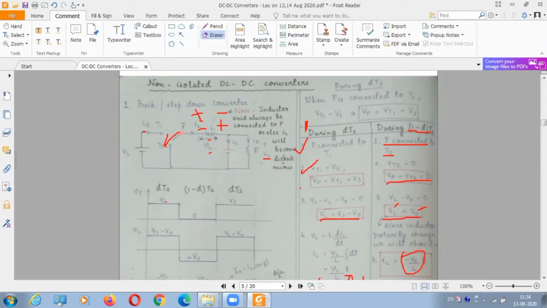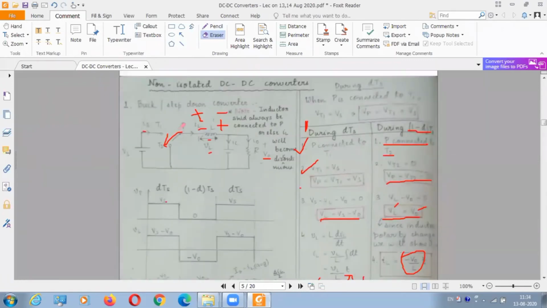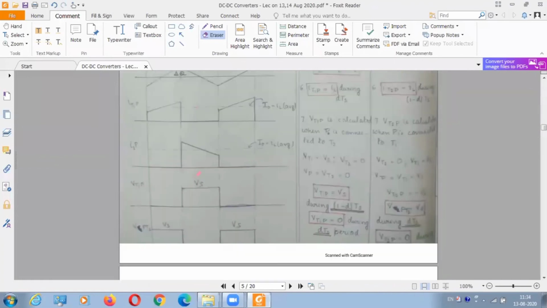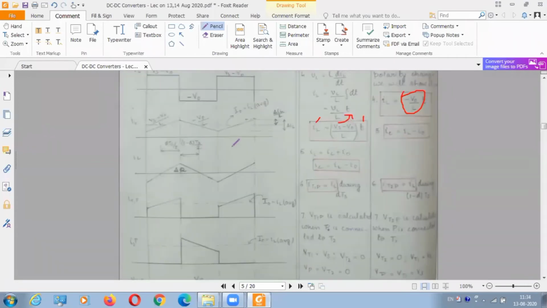If you are calculating PT2 or T2P voltage, since I have plotted PT2 over here, I will discuss PT2 only. So P and T2 are shorted, they have the same potential. VPT2 will be 0. So VPT2 will be 0 over here.